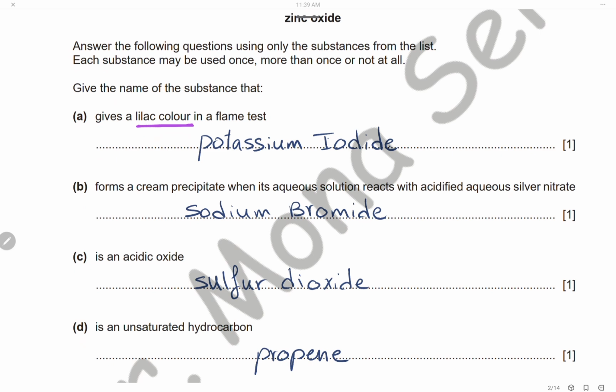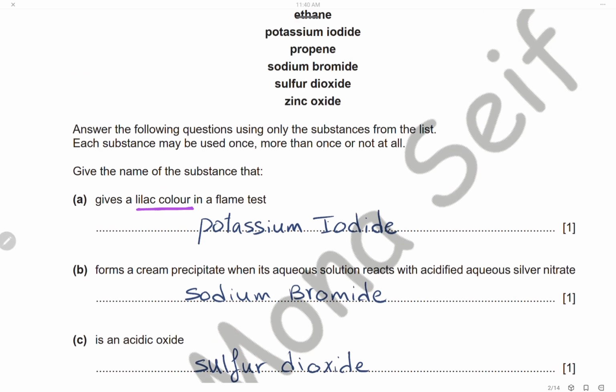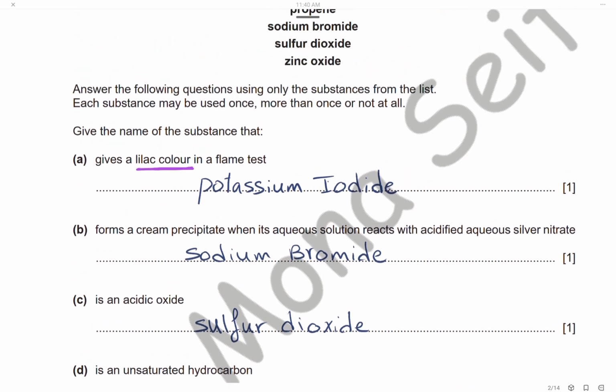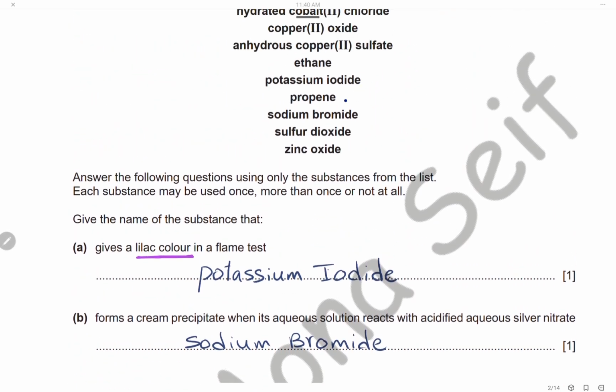C. Acidic oxide. We know that non-metal oxides are acidic oxides, so the answer here is sulfur dioxide. D. Unsaturated hydrocarbons. Unsaturated are alkenes. Alkenes contain a double bond, so the answer here is propene.